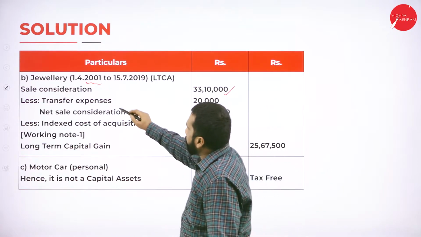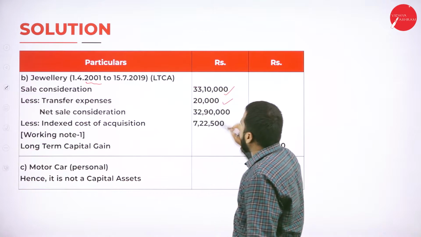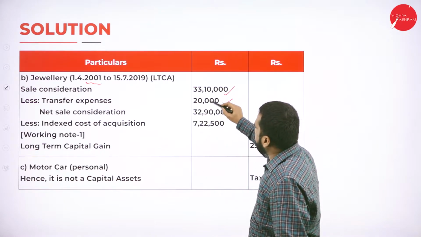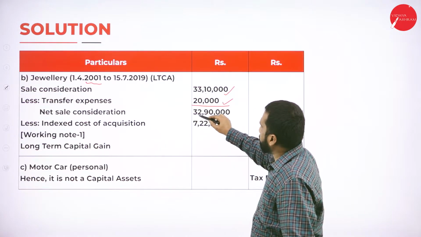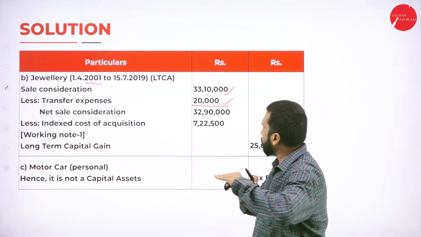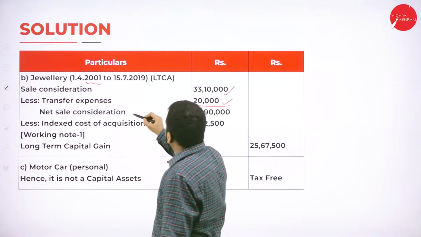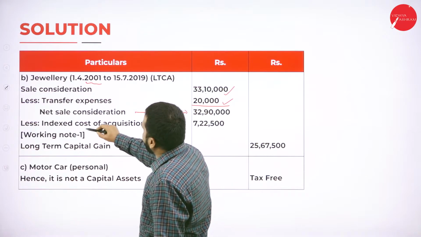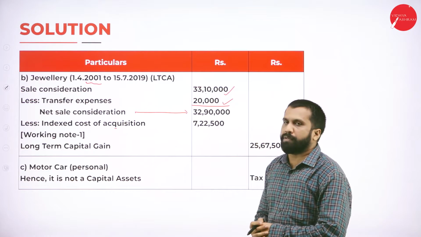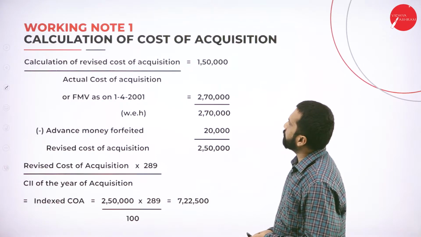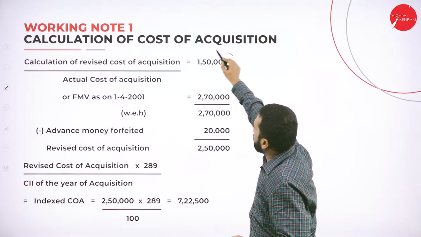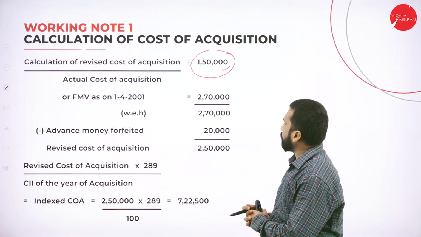Now, transfer expenses. At the time of transfer, he spent 20,000. 33 lakh 10,000 minus 20,000 becomes 33 lakh 90,000. 20,000 has to be reduced. Then you get the net sale consideration. Index cost of acquisition. How to calculate index cost of acquisition? I'll show you. Let's see. 1,50,000 was the indexation cost.